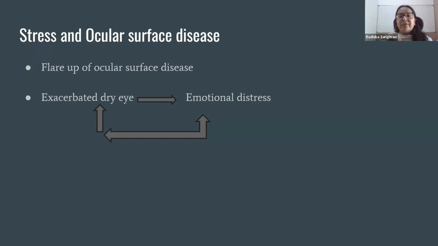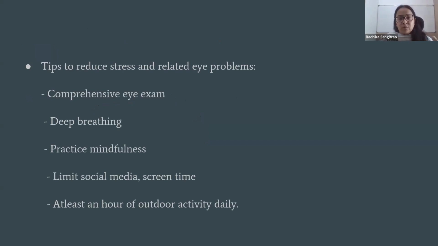And with stress, there is definite flare up of ocular surface disease. It's a vicious cycle. The stress exacerbates the dry eye, which causes further emotional distress, which further worsens the dry eye. So we are caught up in this cycle and productivity decreases. What can we do to reduce these stress-related eye problems? Firstly, get a comprehensive eye exam on time, use deep breathing techniques, practice mindfulness, and limit social media and screen time. And at least try to have an hour of outdoor activity daily.